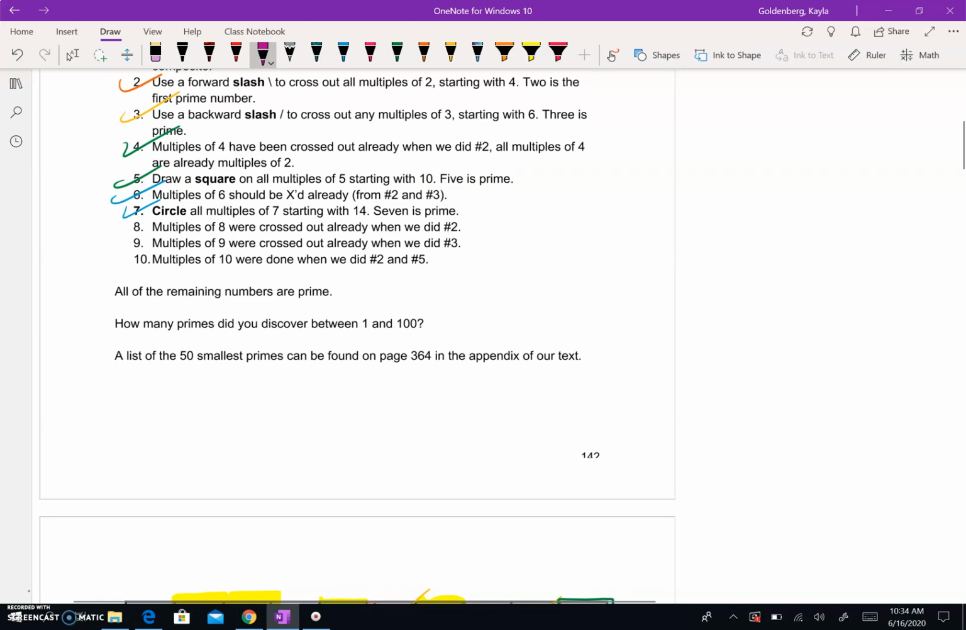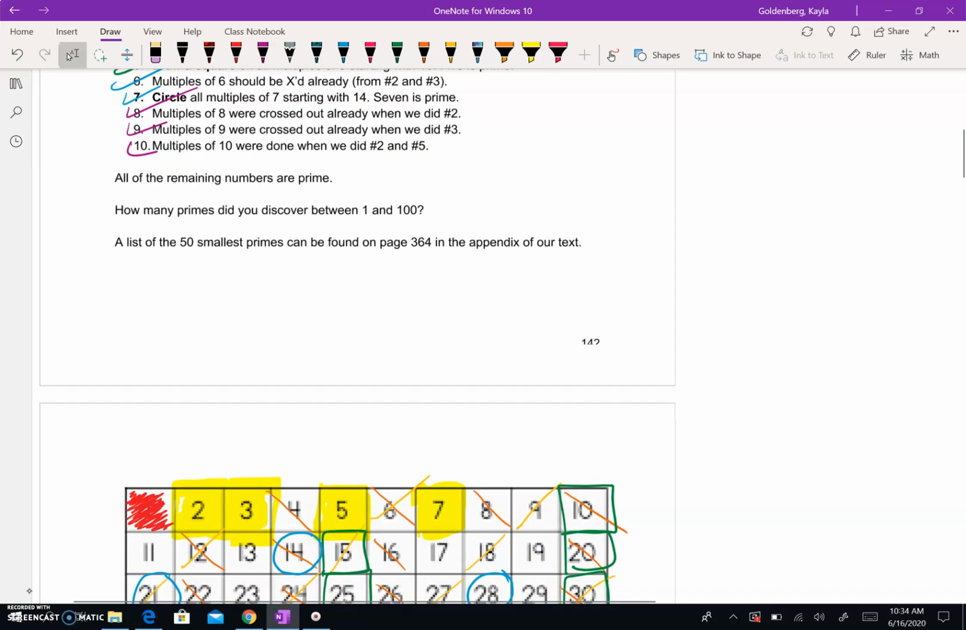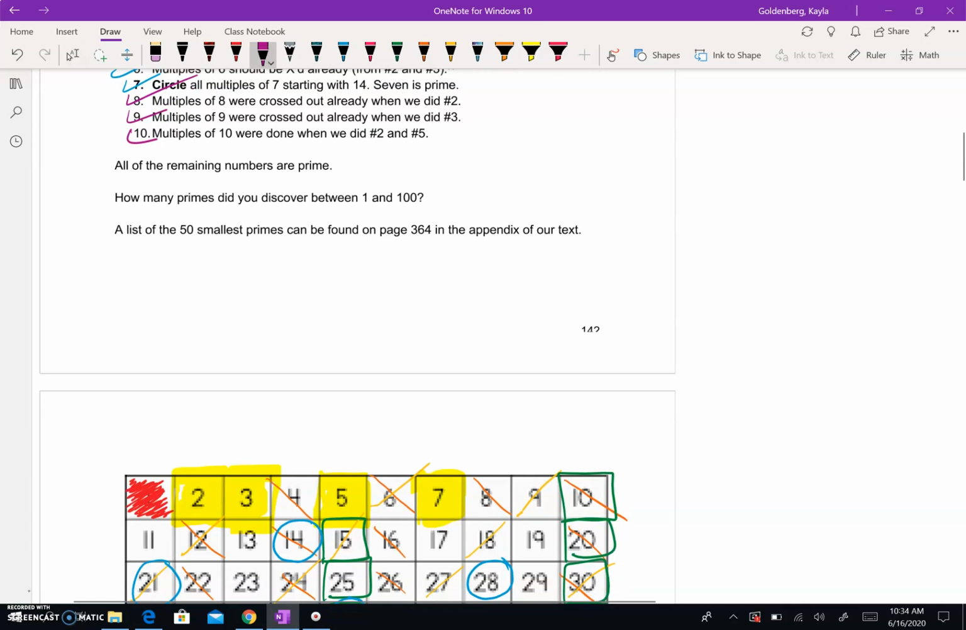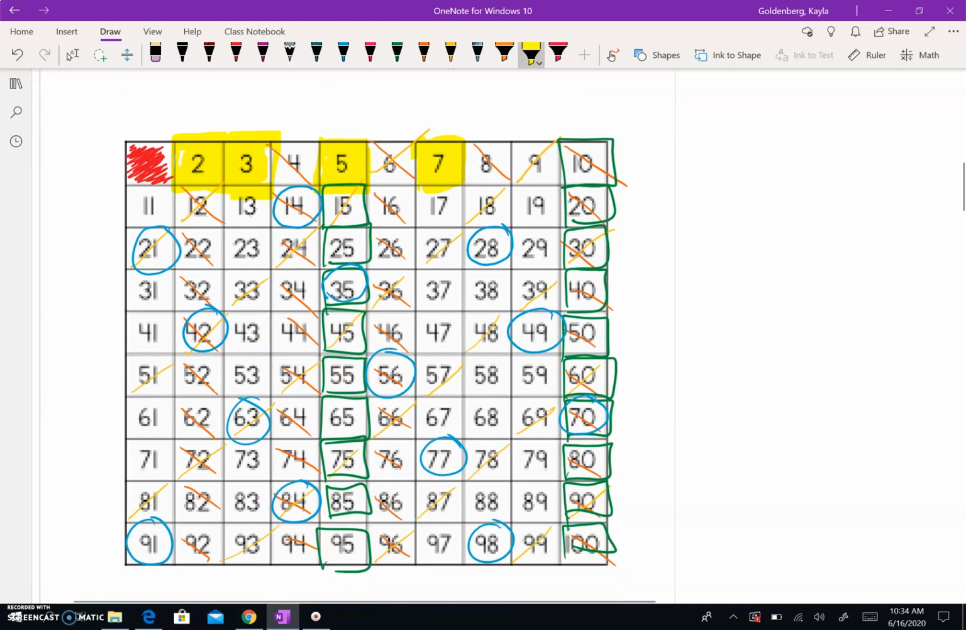Okay. Multiples of 8 have already been crossed out because they are even. Check. Multiples of 9 were crossed out because every multiple of 9 is also a multiple of 3. And multiples of 10 were done because 2 times 5, right? Anything that's even is also going to be a multiple of 10. Cool. So all the remaining numbers are prime. So let's just highlight all our other ones.